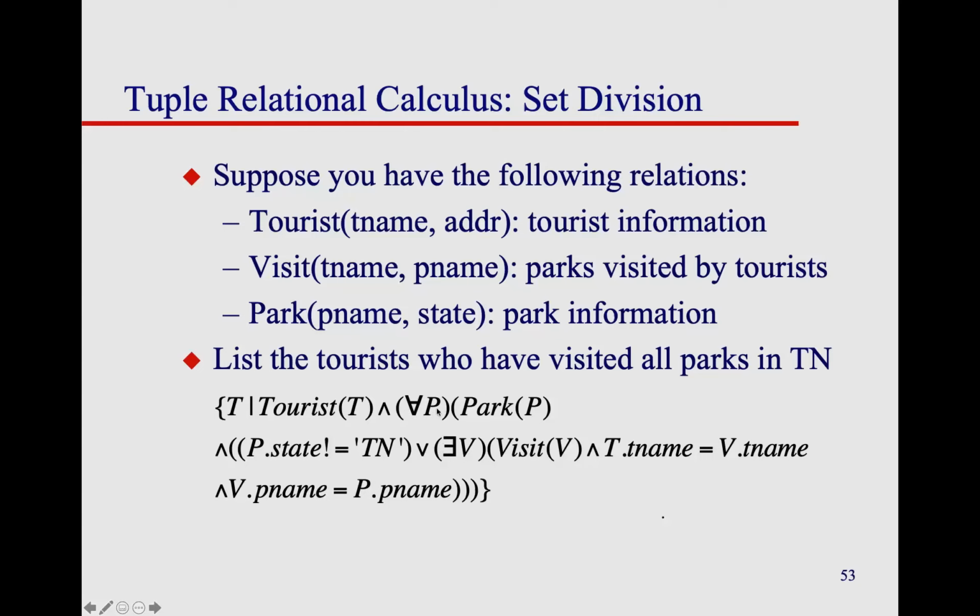Tennessee. So we say for all parks in the park relation, either the state is not equal to Tennessee. So we don't care about any park not in the state of Tennessee. So that's the first part of this. This clause right here says, okay, ignore any state that is not Tennessee. So either the park is not in Tennessee or there exists a visit such that the tourist name is equal to the tourist name in the visit relation, and the name of the park visited is equal to the park name.